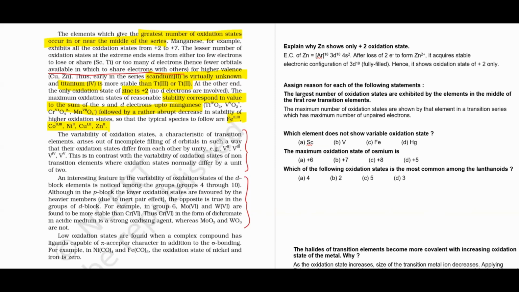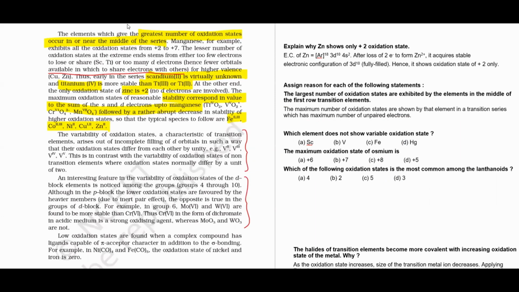Assign reasons for each of the following. Largest number of oxidation states are exhibited by elements in the middle. I've just explained why, because this has the maximum number of unpaired electrons. Which element does not show variable oxidation state? Mercury. Zinc, cadmium, and mercury do not show variable oxidation states. They mainly show the +2 oxidation state. The maximum oxidation state of osmium is +8.